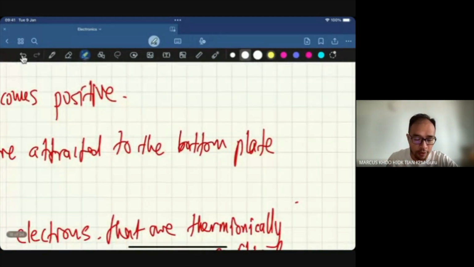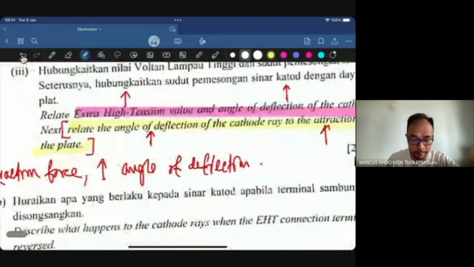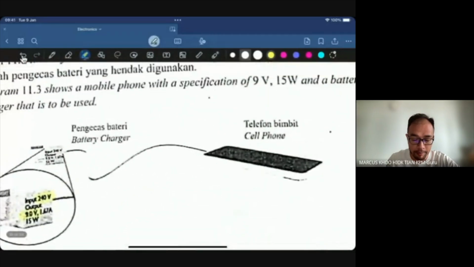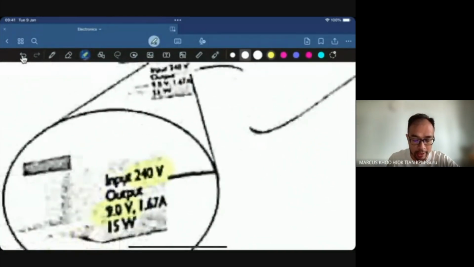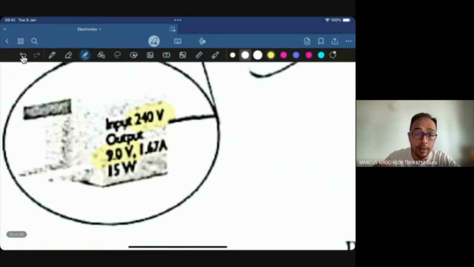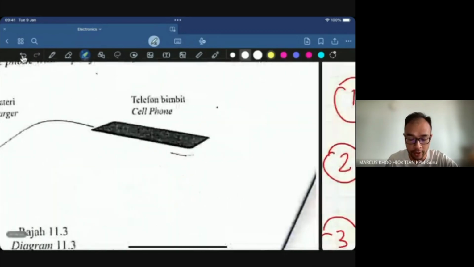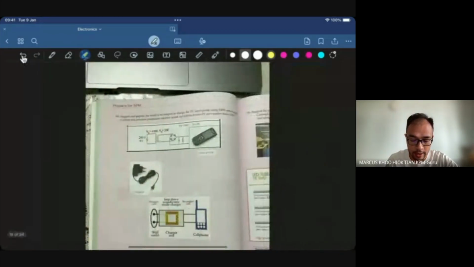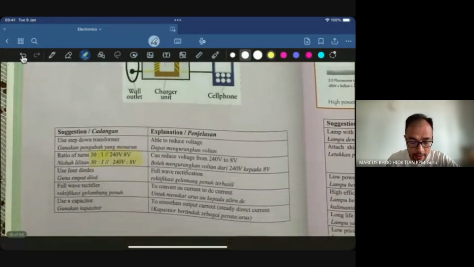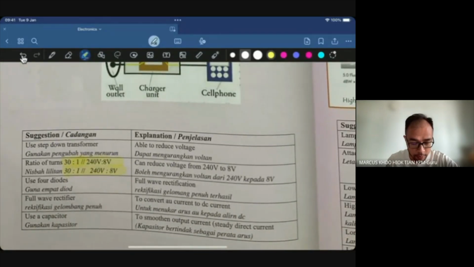And where do we get this from? We get this from the question. Take a look at the big voltage and the small voltage. If you want to step down, big voltage first, then small voltage at the bottom. If you want to step up, then it's the other way around. Small voltage first and then big voltage. That's why I said this information over here is very important. Okay, so everything else, I think you can write down. Full wave rectifier to convert, use a capacitor to smoothen the current, steady direct current.